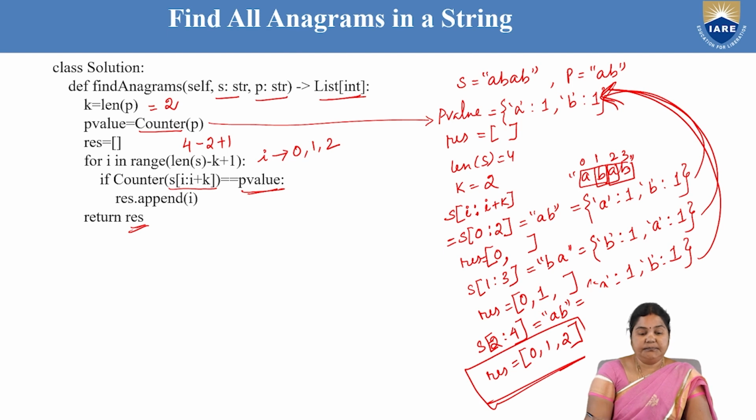So in this way, we are finding all anagrams in the string and we are storing its starting indices. I hope this question is understood. What is the sliding window approach, and how to find anagrams, or how to check the anagrams of a particular string P in S. Now let us move on to the next question.